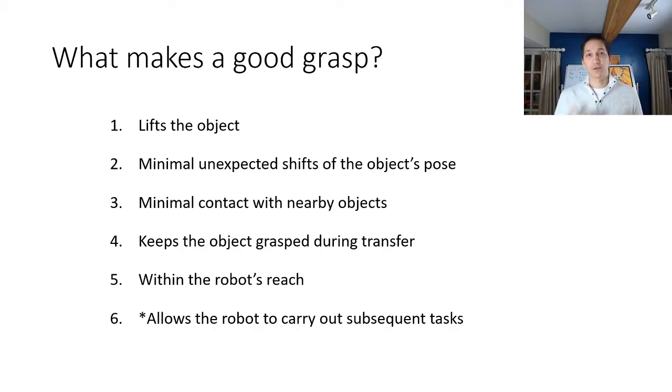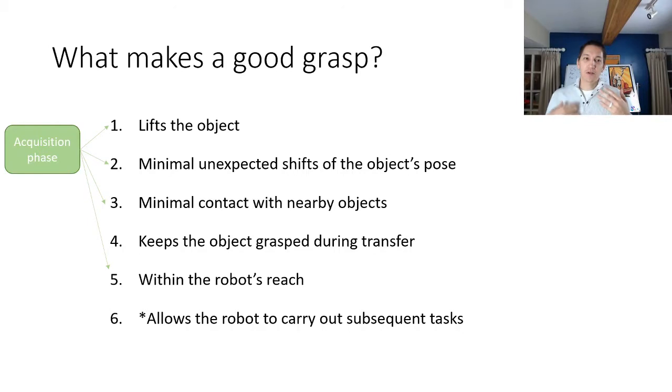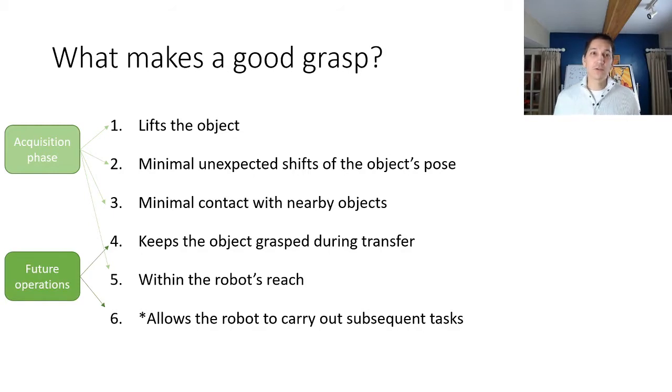with the object if we're trying to, for example, pour, let's say, a bottle of wine, or if we want to hammer a nail. We want to be able to grab the object in an orientation and location that will allow us to do those subsequent tasks. So these different criteria are actually quite diverse. Some of these deal with the acquisition phase, what happens exactly when I grab the object. Others deal with the future operations that I might want to perform with the object.